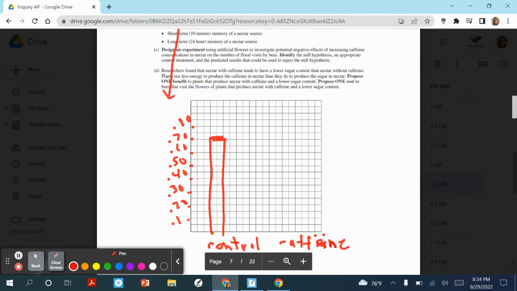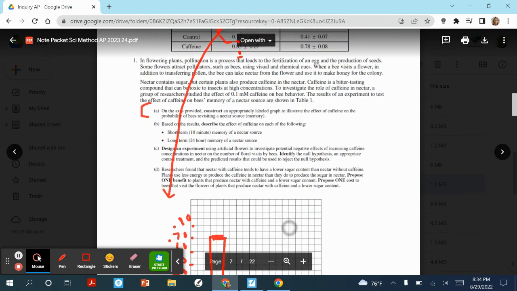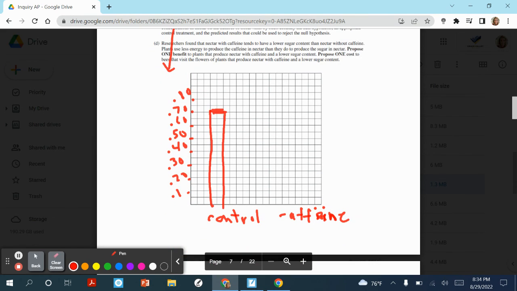And then the other control, it looks like we have is 0.41. So let's do another bar. We can put it right next to it, or we can skip over. It doesn't matter. But we have to make sure that we are exactly at 0.41. So I've got to find that bar. Looks like it's right here. And I've got to be a little bit above it, 0.41.